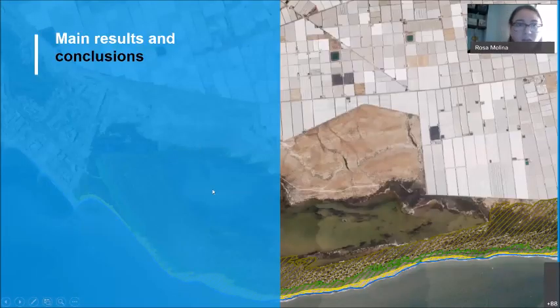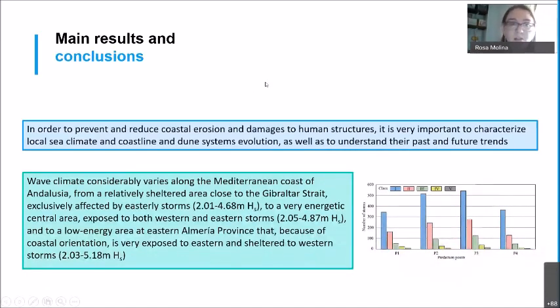The main results and conclusions are: in order to prevent and reduce coastal erosion and damages to human structures, it is very important to characterize local sea climate and coastline and dune system evolution, as well as to understand their past and future changes.